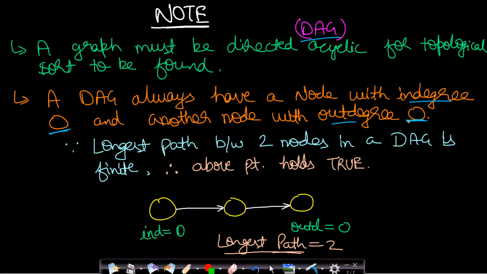So this has a proper proof. You can find it on the internet. The proof is that the longest path between two nodes in a directed acyclic graph is always finite. Therefore, the above point holds true. And why is that? Let us say the longest path is finite and we know that the longest path is equal to 2. Now this is our given graph.